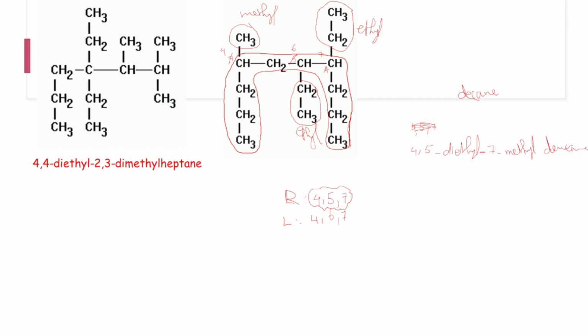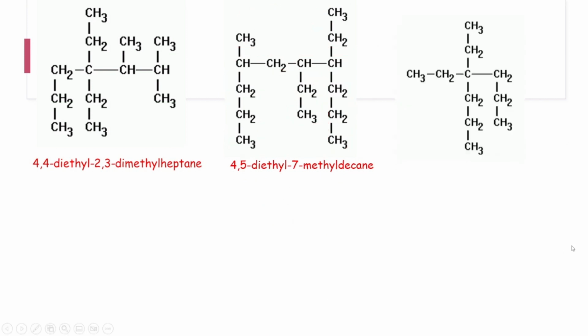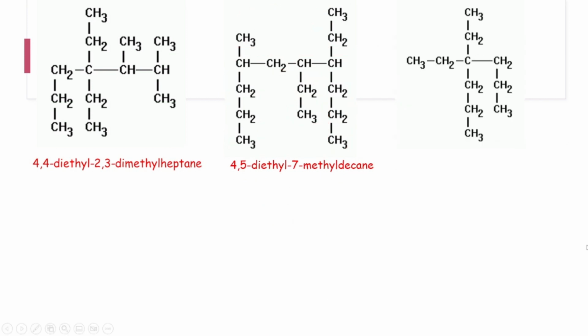I started the numbering from the right-hand side so that the substitutions will have the least possible numbers. And always remember to arrange the substituents alphabetically, so ethyl comes before methyl. Don't forget to put commas between numbers and hyphens between numbers and letters. So this is going to be the correct name. Now let's go to the next example, or next exercise.